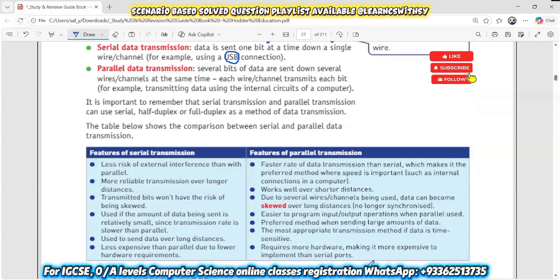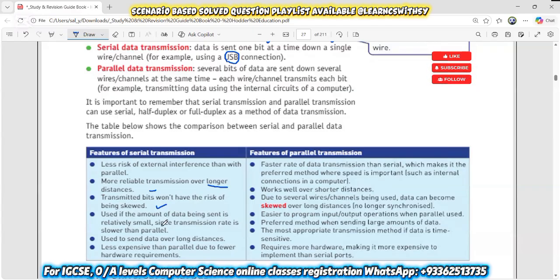So you can see here, features. Now just be clear, under features you need to analyze which are the advantages and which are the disadvantages. Less risk of external interference than with parallel. That is an advantage. More reliable transmission over longer distances. Just remember, that is longer distances. For longer distances, we want security of the data, so that is a better option. Transmitted bits won't be skewed or reach in the wrong order.